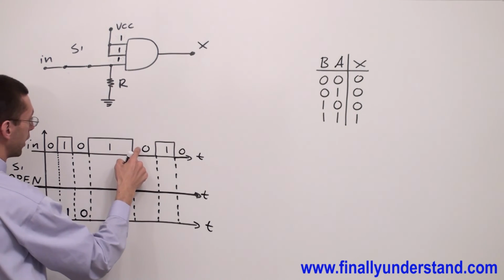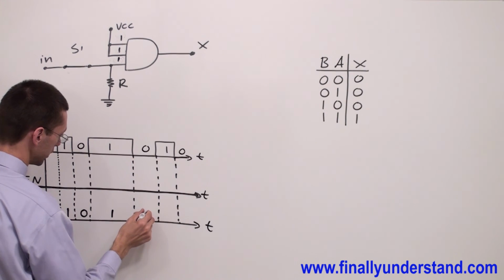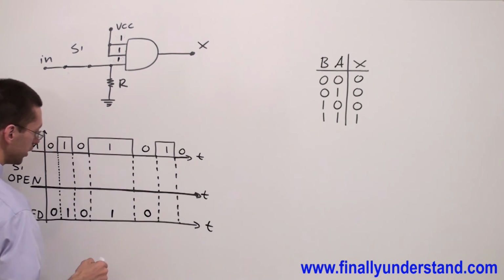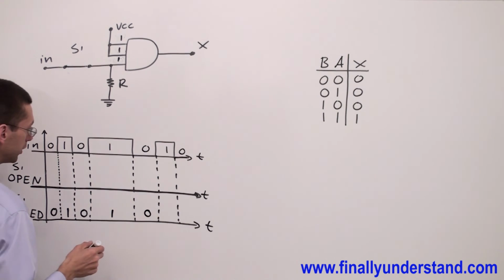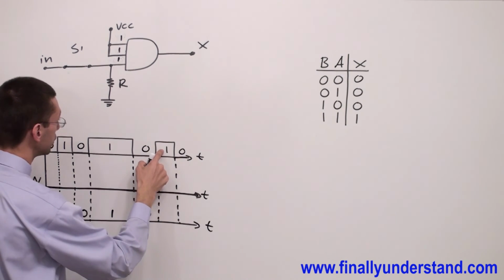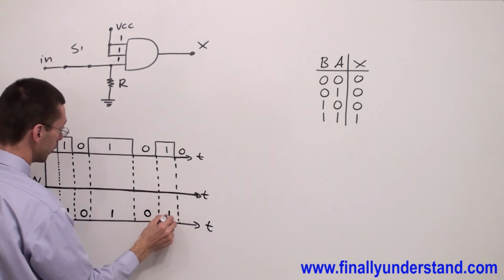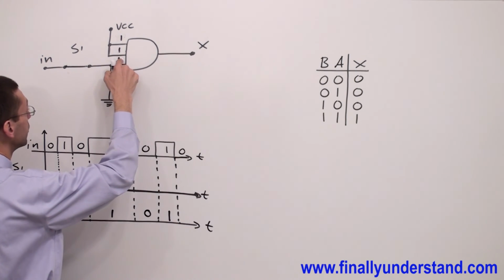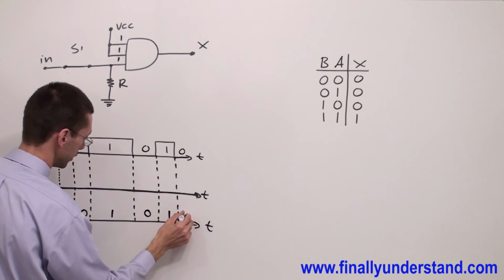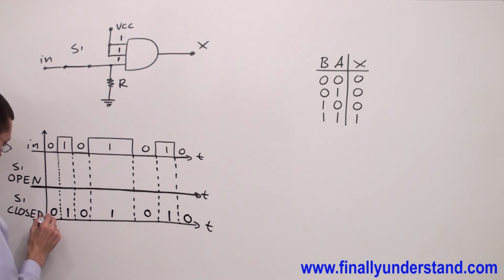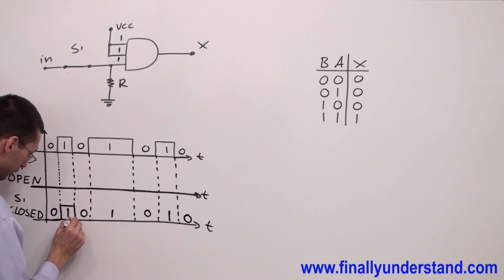If I'm going to apply 0 to the third input, the output automatically is going to be 0, because at least 1 zero at the inputs of an AND gate will give me 0 at the output. And this 1 applied to the third input is going to give me 1, because 1 times 1 times 1 will give me 1. 0 will give me 0 at the output. Now I can draw the output waveform.